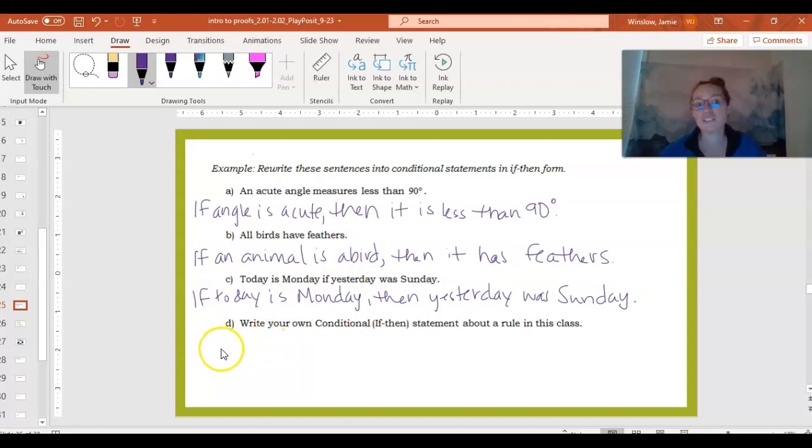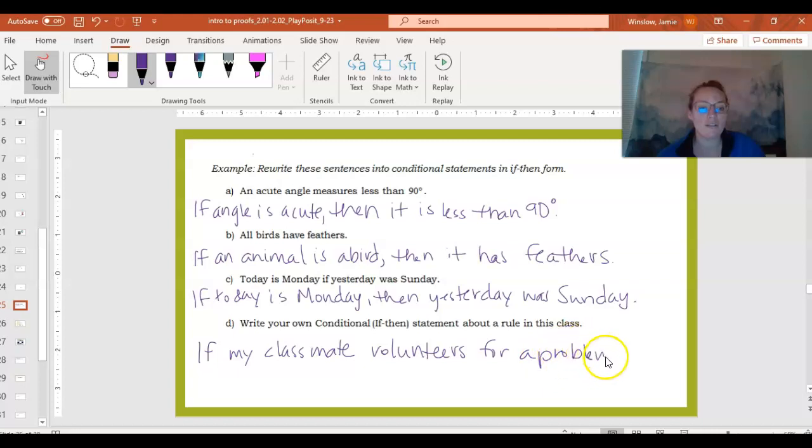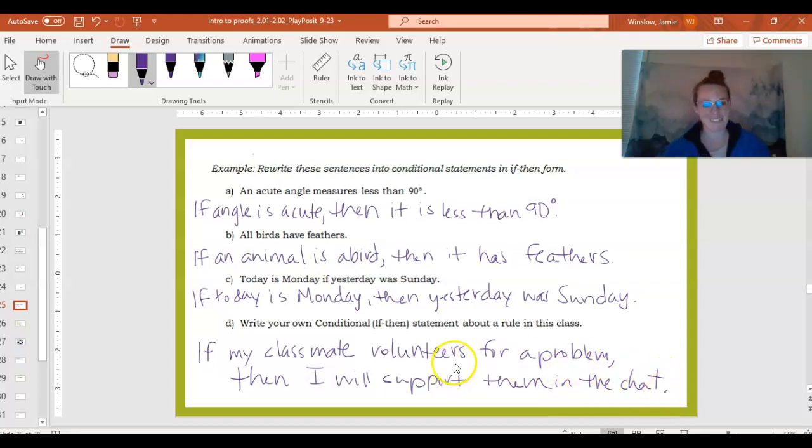You can write your own conditional statement about something we do in this class. So maybe, you know, if my classmate volunteers for a problem on the board, then I will support them. In the chat box. That's one I think of all the time. You guys are super supportive.